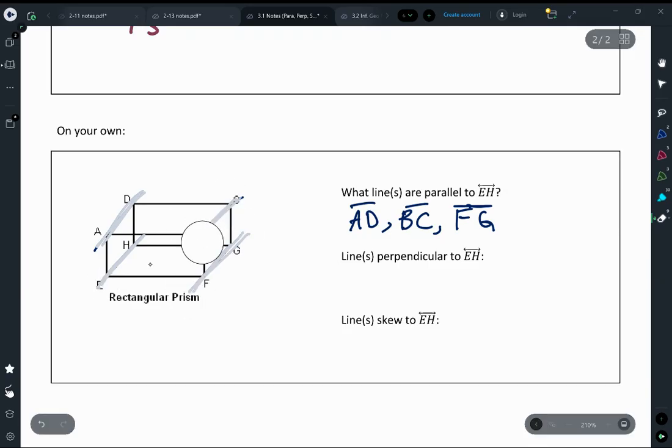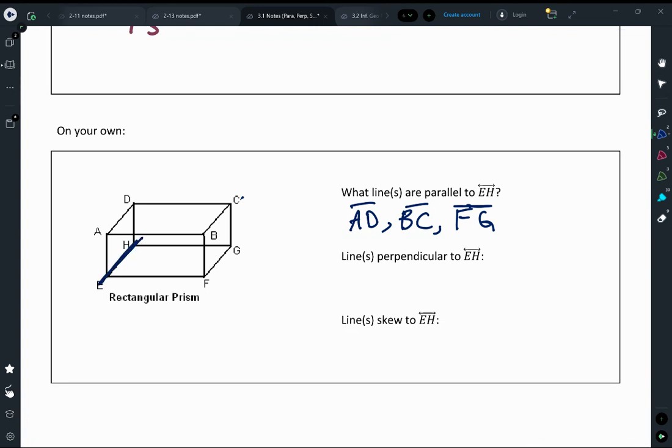So hopefully you tried this on your own. Perpendicular to EH. So if EH is right here, this is a rectangular prism, so we can assume right angles. So this one's going to cross at a right angle, and this one, and this one, and this one. So all of those would cross EH at right angles.